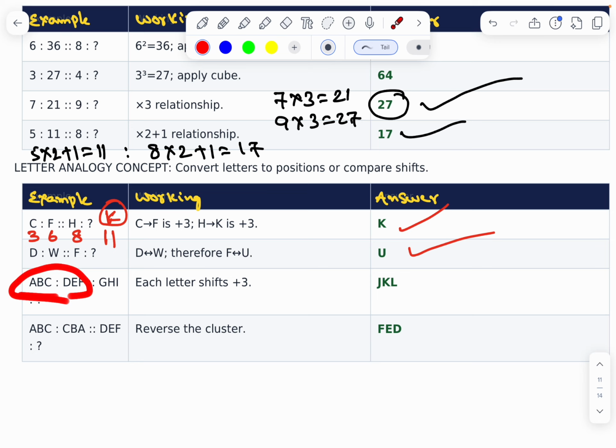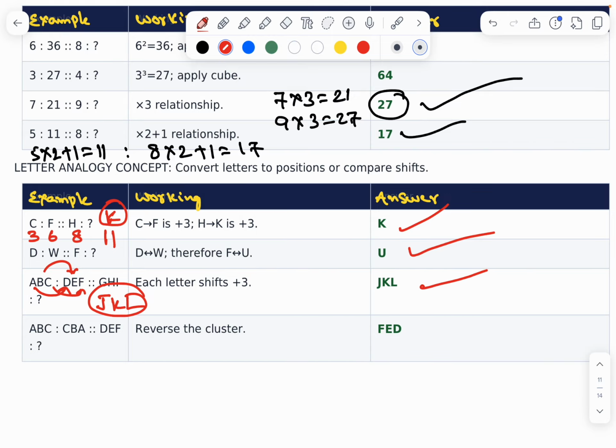A, B, C, D, E, F. What about G, H, I? Just simple. A to D, B to E, C to F. Next. G plus 3, J. H plus 3, K. I plus 3, L. J, K, L is the answer. Next.